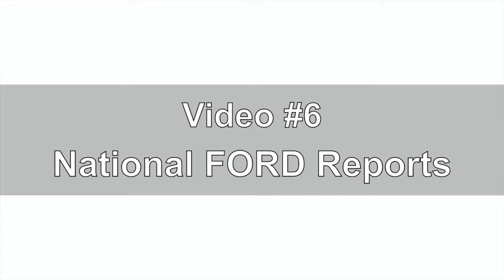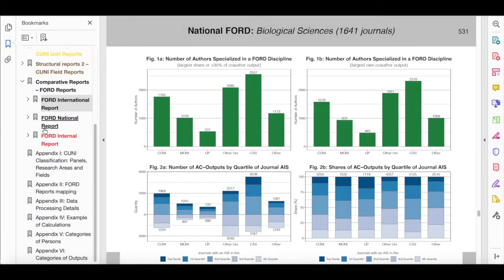The National Ford Report is the second comparative report. For an introduction to the Comparative Reports section, see the video guide for the International Ford Report. As a continuation of the International Ford Report, this report covers outputs in journals with an article influence score that belong to Web of Science categories grouped under the same Ford field, biological sciences.